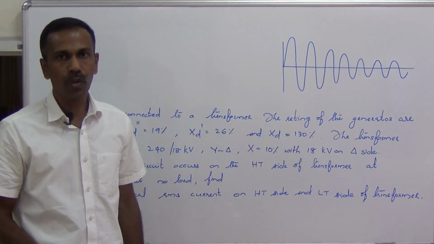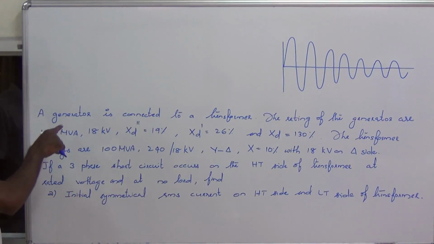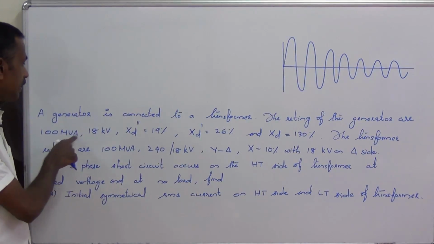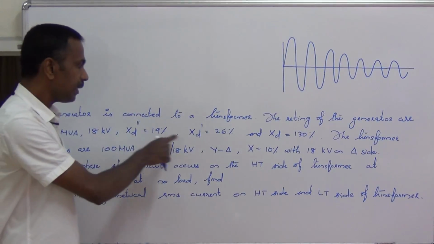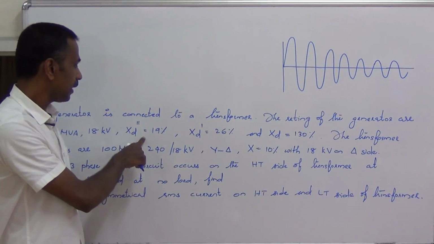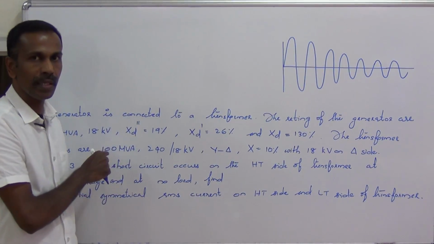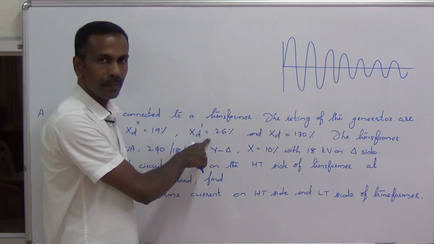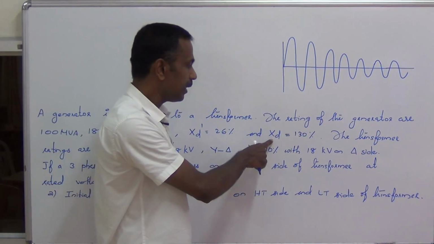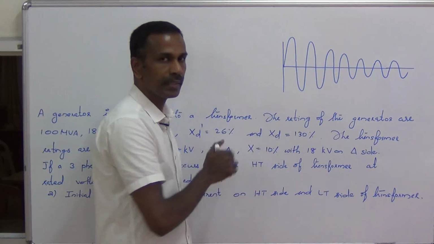In this session, let us solve a numerical problem on the three-phase ground fault. We have a generator connected to a transformer. The ratings of the generator are given. Three reactance values are given for this generator. This is the subtransient reactance marked as XD double dash. This is the transient reactance marked as XD dash. This is the steady state reactance of the generator marked as XD.